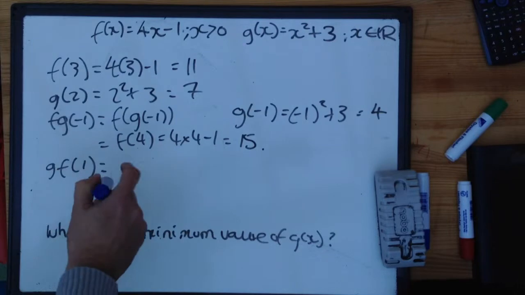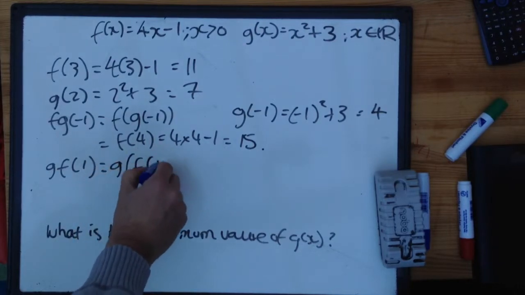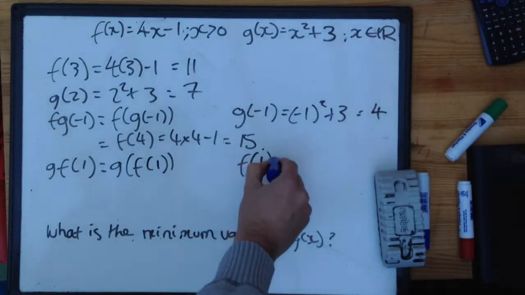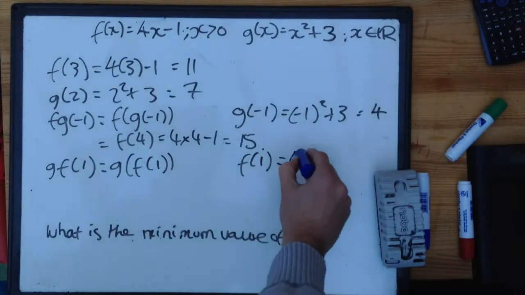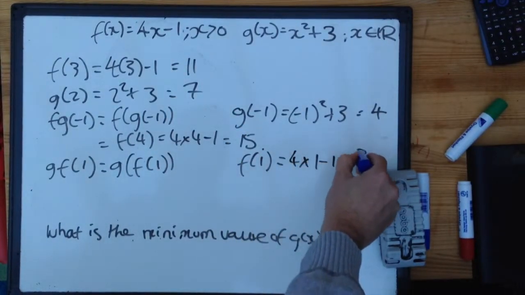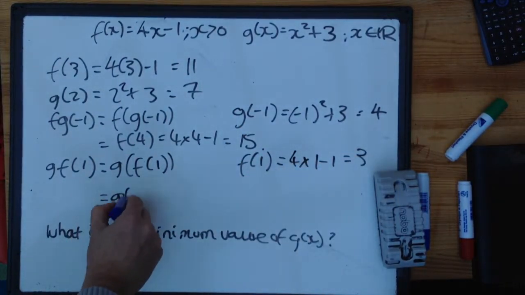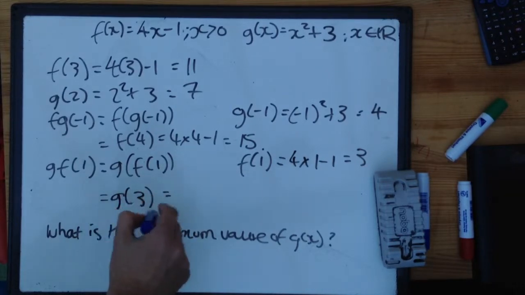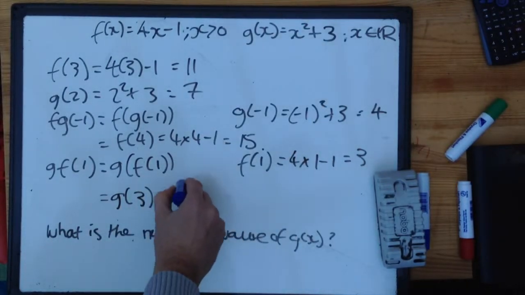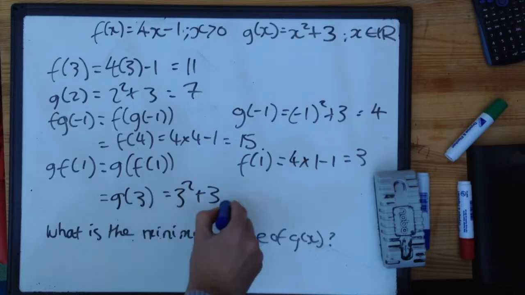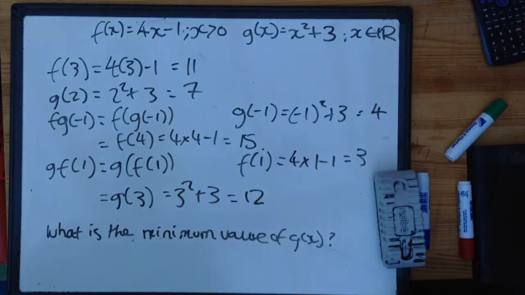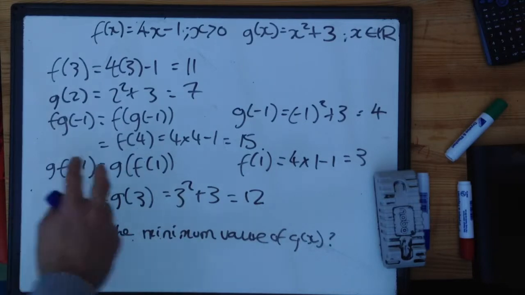Same idea here, but we have to do f of 1 first. So f of 1 is equal to 4 times by 1 minus 1, which is 3. So then we're working out g of 3, which is equal to 3 squared plus 3, which is equal to 12. So, with the composite functions, you work from the inside out.